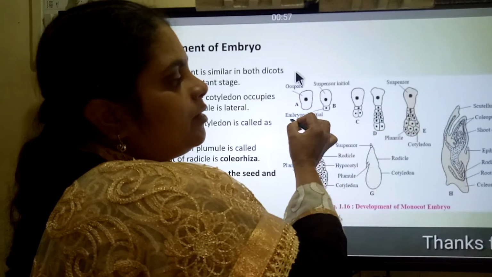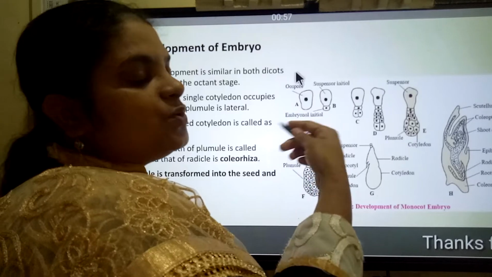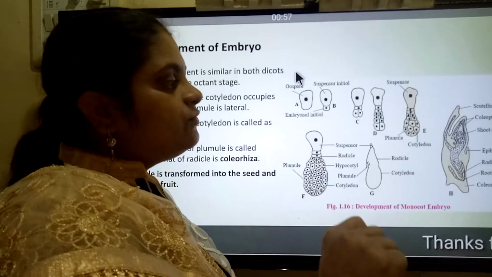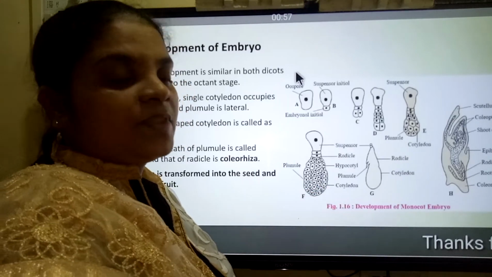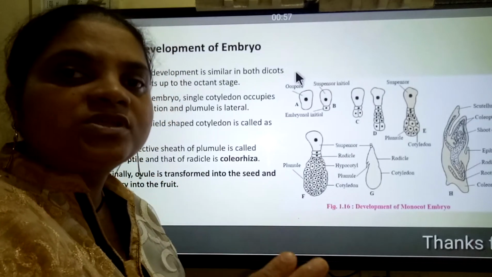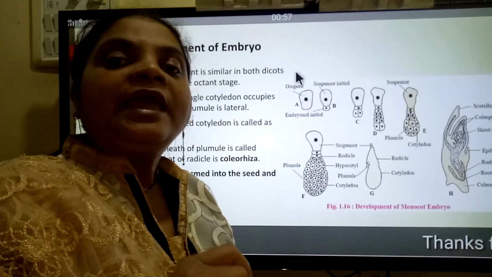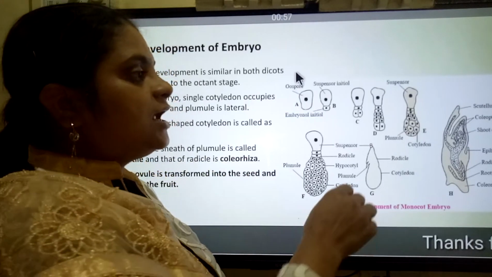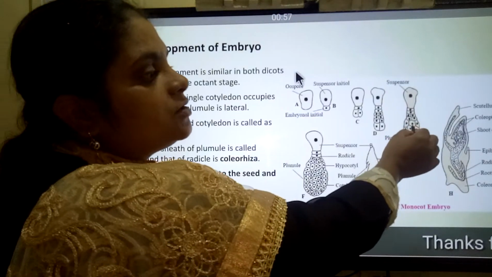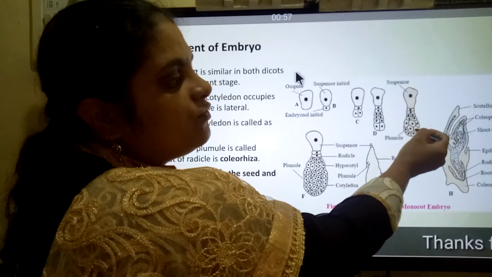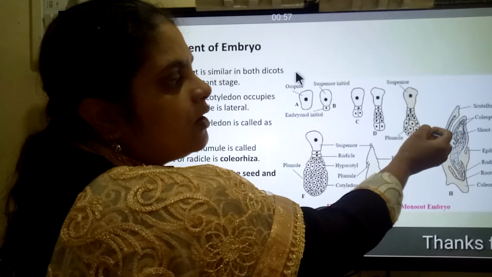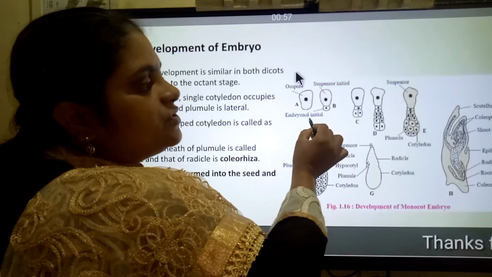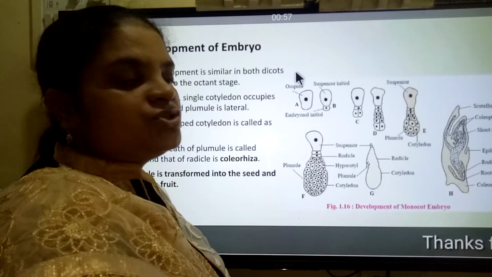Now the embryonal initial cell divides mitotically. It shows 3 successive mitotic divisions and forms the octant shape. This octant consists of 8 cells. This mass of 8 cells is an octant. Here we have 1, 2, 3, 4, 5, 6, 7, 8. So this octant shape is formed by the 3 successive divisions of the embryonal initial cell.